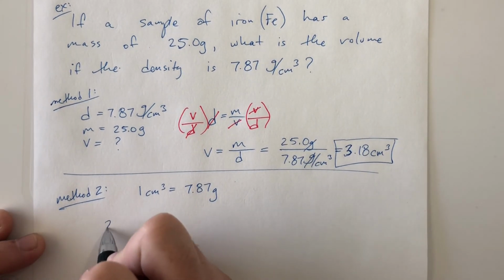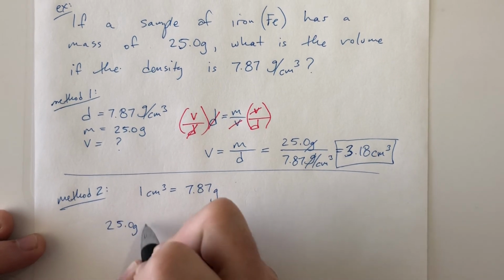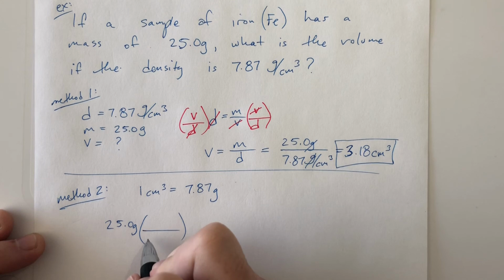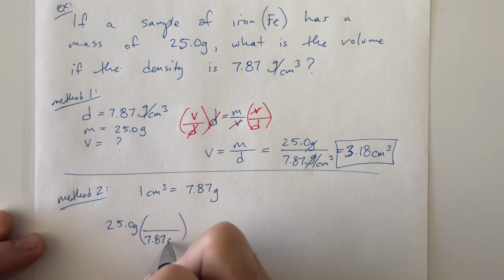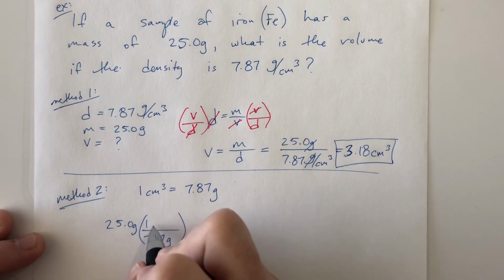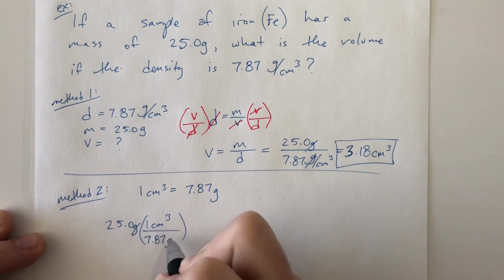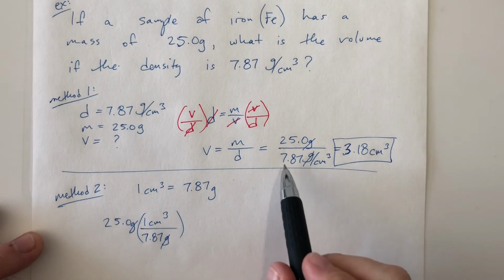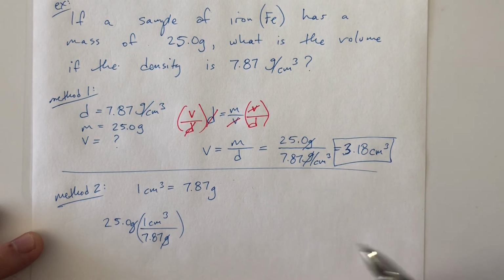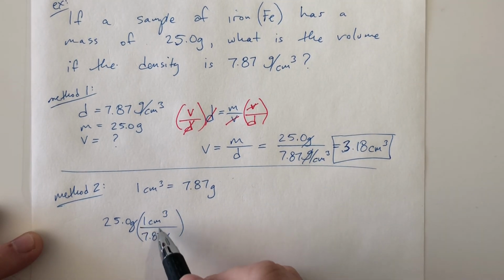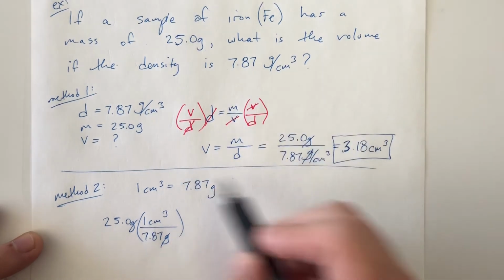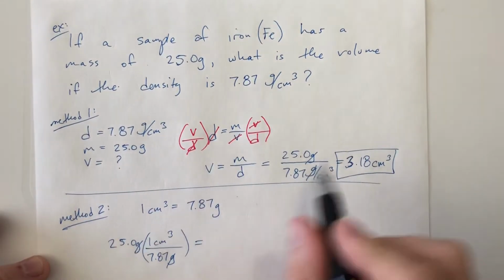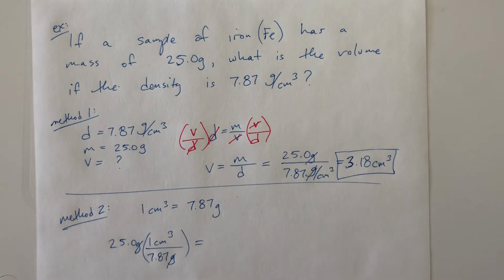So 25.0 grams. I need grams to cancel out, so this side goes in the bottom. I didn't have to rearrange any equations. I didn't have to think about, I don't know, really anything. I just canceled the units out like I always do. And I'm doing the same math. I'm taking 25 divided by 7.87, so I should get the same answer, but my units cancel out more cleanly. There's no algebra in the middle. I think this is easier, so I recommend this, but if the other makes more sense to you, do it that way. Either answer is fine.